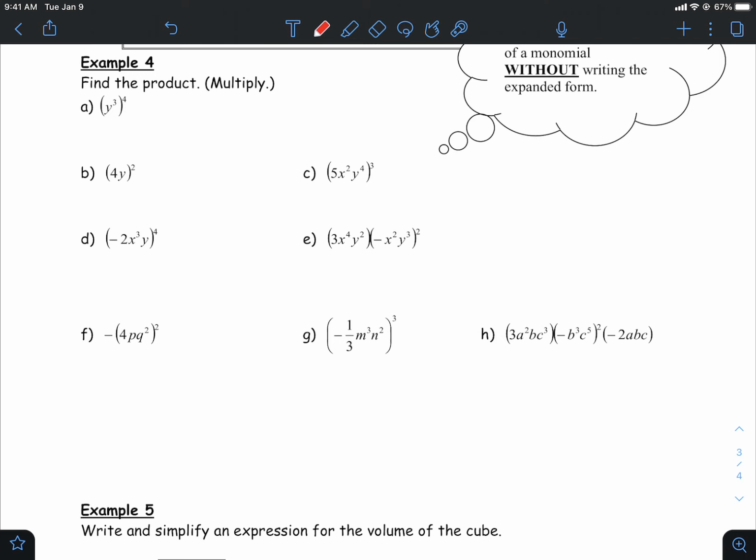So this one, we have a power to a power for a. That means multiply the exponents. So we're going to get y to the power of 12, because 3 times 4 is 12. Now the next one, the squared, if you're really stuck on this, it means that there's 2 of what's inside the brackets. Or you can take the squared and put it onto both things. So you're going to get 16y squared.